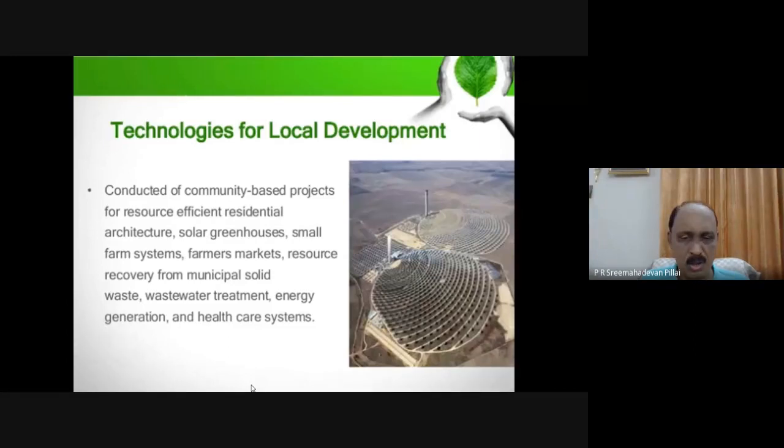Technologies for local development. Any development should reach the people. For example, technologies which can be used by the farmers, the fishermen, the woodcutters, the carpenters, the masons. If all these people can use some form of technology, and that is sustainable, it is only for the development purpose. So as engineers, it is our duty to make such technology viable and usable. Next one, please.